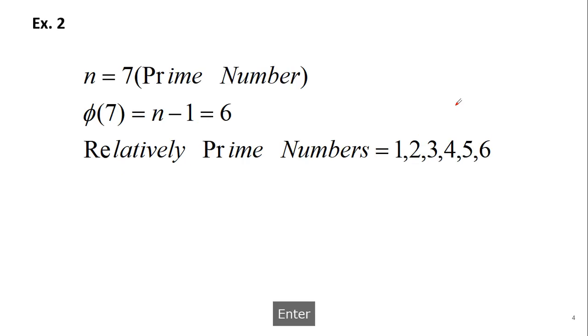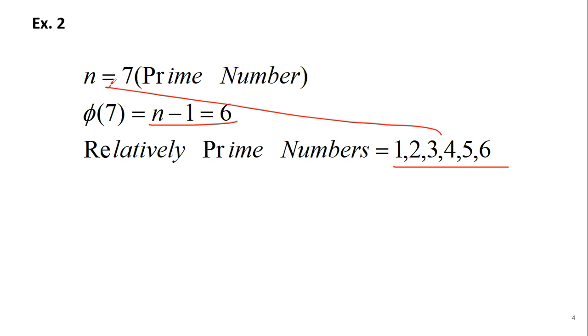Now we see the next example, n equal to 7. When n equals 7, phi of n is equal to n minus 1, and we can see that from 1 to 6 all numbers are co-prime, or their GCD with respect to 7 is 1. So when n is prime, we can directly calculate phi of n as n minus 1.